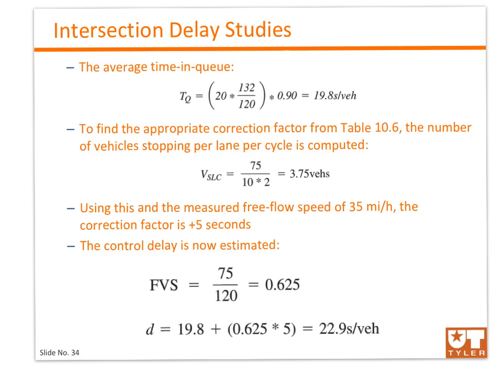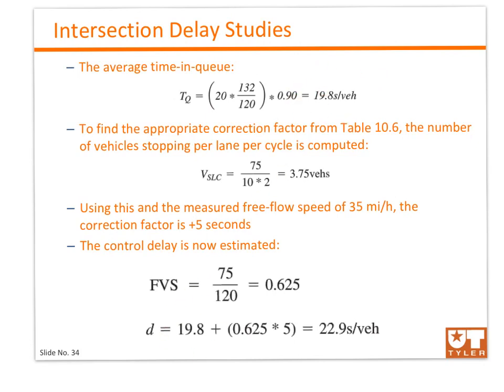And that's why sometimes the number of vehicles arriving can be lower than VQI, which is the sum of all the vehicles in the Q counts, times 0.9, which is the correction factor. So this is the first thing that we need to calculate towards getting to the delay. So first thing is TQ, which is 19.8 seconds per vehicle.